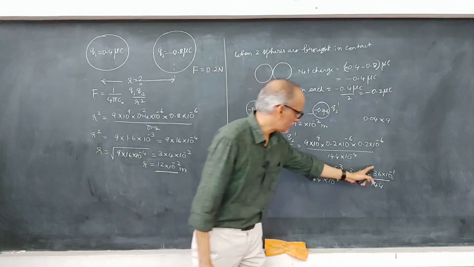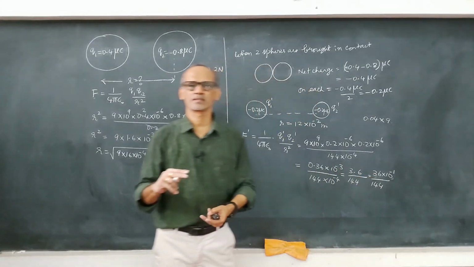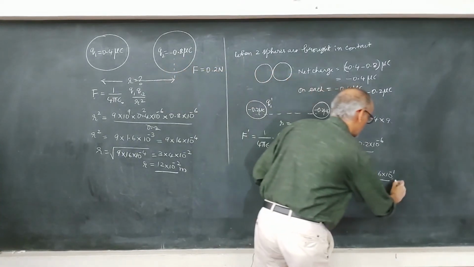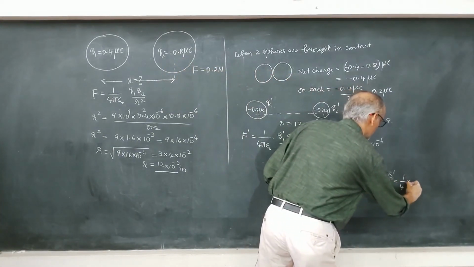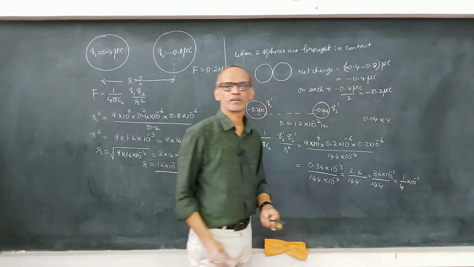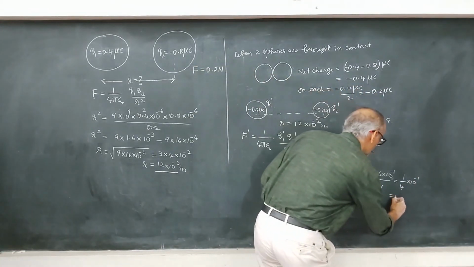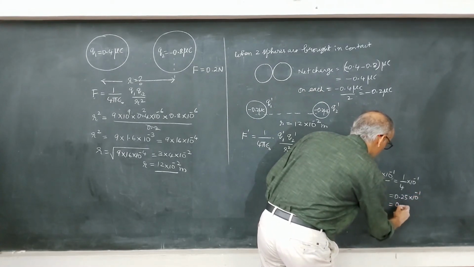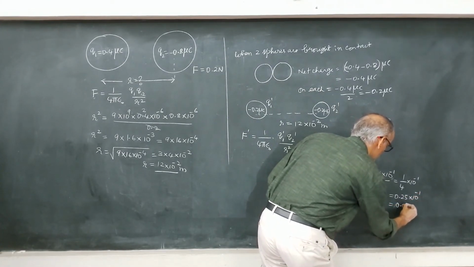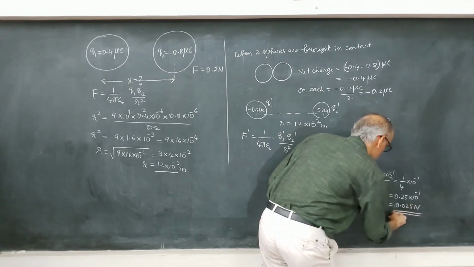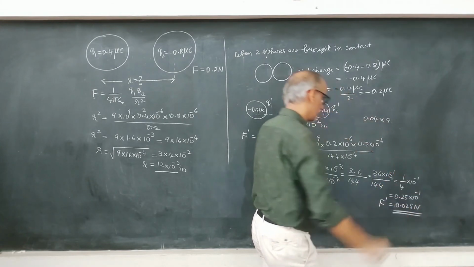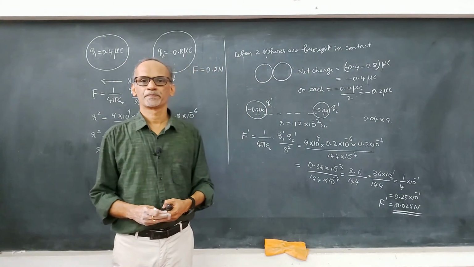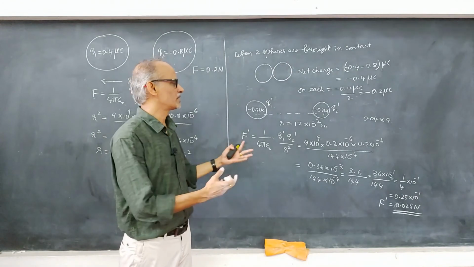Now see the multiple. This 36 here, 4 times: 36 into 2 is 72, 72 into 2 is 144. So this is 1 by 4 into 10 to the power minus 1. 1 by 4 is nothing but 0.25, into 10 to the power minus 1, so that will be 0.025 Newton. So the new force is 0.025 Newton, which is the answer they have asked.